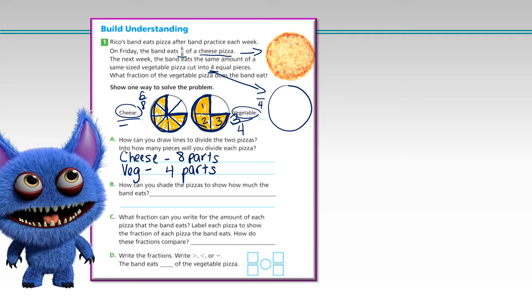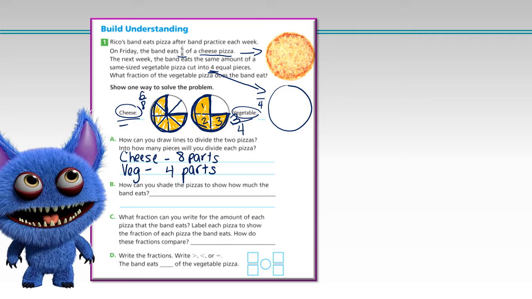B, how can you shade the pizzas to show how much the band eats? Well, in the first one, boys and girls, they gave us the numerator, so that was pretty simple. We just went ahead and shaded in 6 of those 8 parts. For the second one, we didn't know the numerator. We didn't know how many parts to shade in, so we had to make the shaded parts match the first one. And once they matched, we were able to count how many parts.